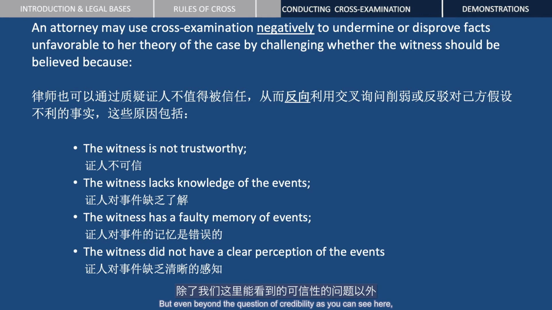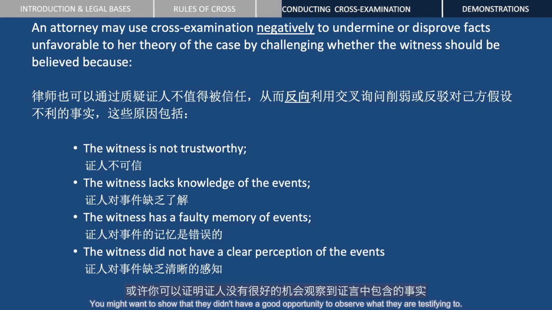But even beyond the question of credibility, as you can see here, there are a lot of ways to impeach a witness without suggesting that they're lying. You might want to show that they didn't have a good opportunity to observe what they are testifying to.